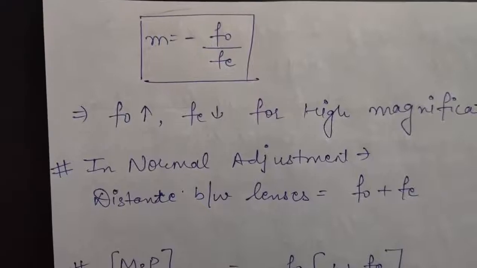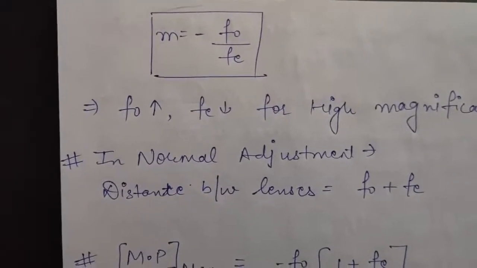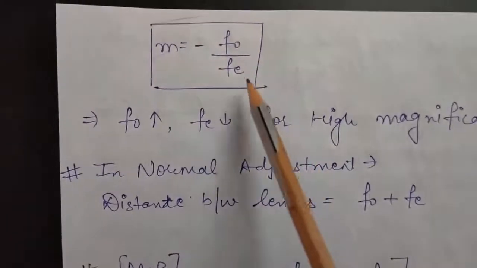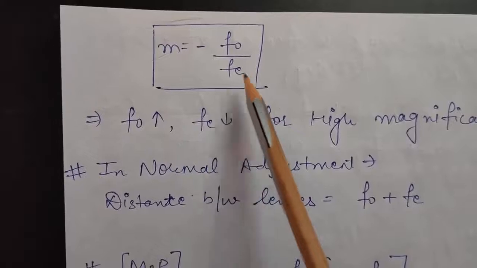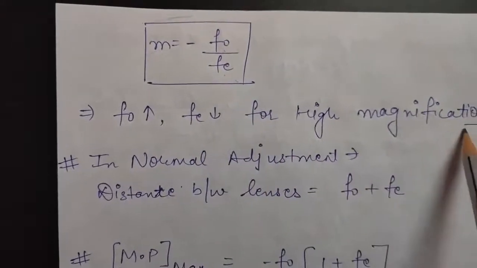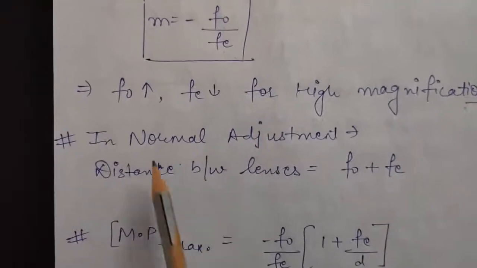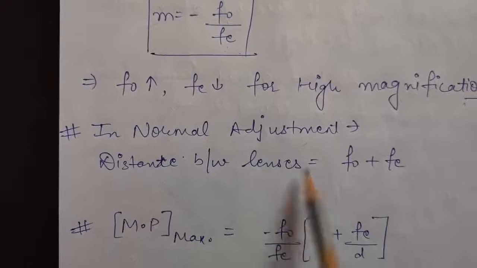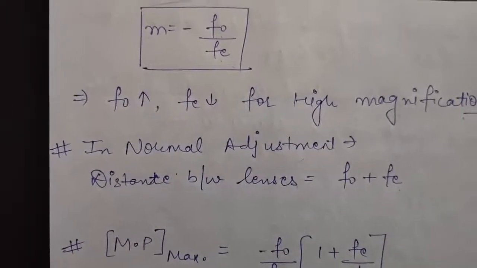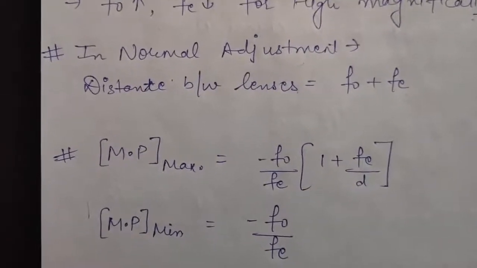So the final formula of magnification for a telescope when the image is formed at infinity, or you can say when it is in normal adjustment, is minus F0 upon Fe. Again you can say F0 will be greater and Fe will be smaller to get higher magnification. Now this is the same thing that I have written. In normal adjustment, the distance between the lenses is F0 plus Fe. So now we have derived two formulas of magnification for two different cases.